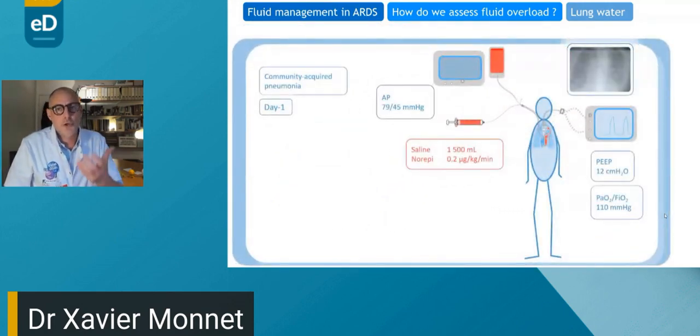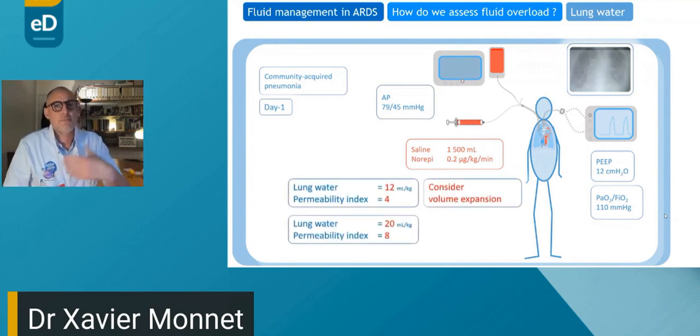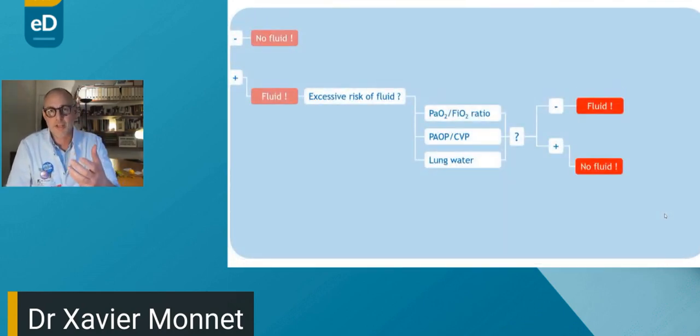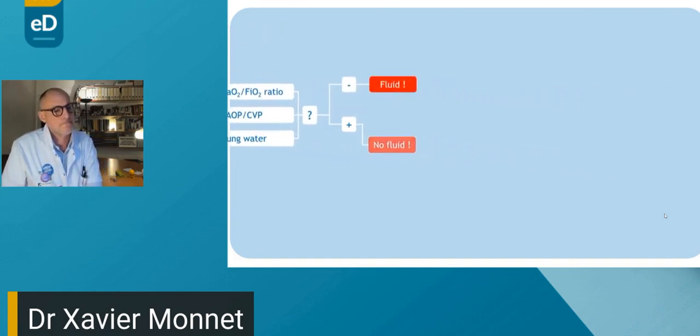And so how could we use these indices to guide fluid administration? I mean that in a patient with lung water which is slightly elevated, above 10, and permeability is slightly elevated, we may safely consider fluid administration. But if lung water is very elevated and permeability index is very elevated, then we may rather use something else, and perhaps norepinephrine, to restore hemodynamics.